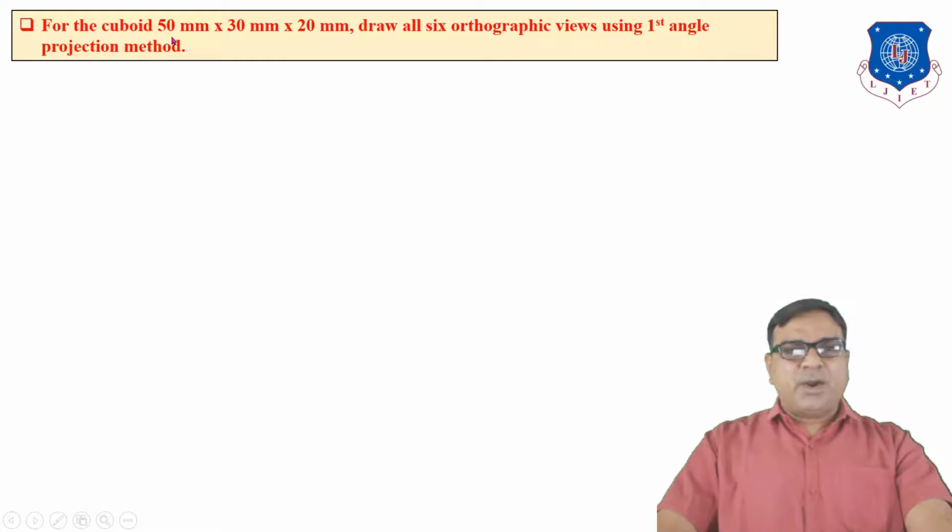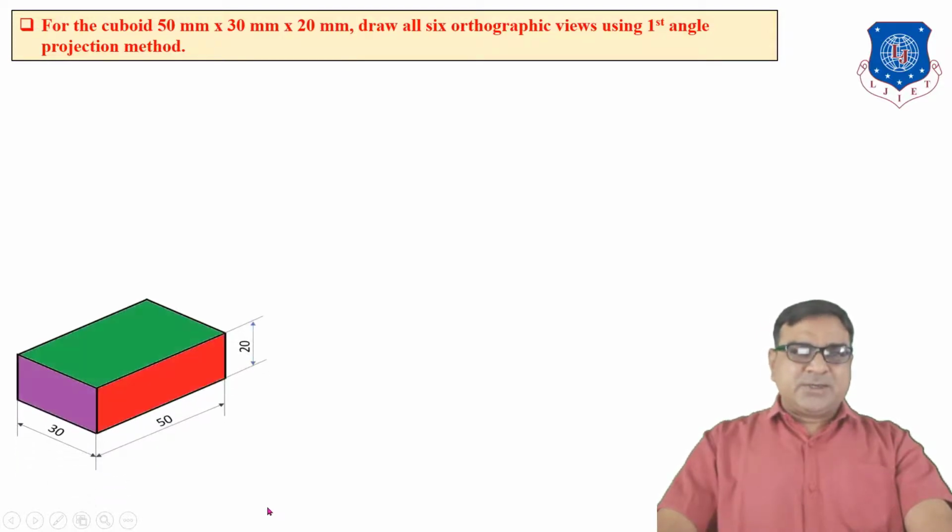For the cuboid 50 mm by 30 mm and 20 mm, draw all 6 orthographic views using first angle projection method. So your object is cuboid, in which length of the object is 50 mm, 30 mm width and 20 mm height. So this is known as length of the object, width of the object and height of the object.